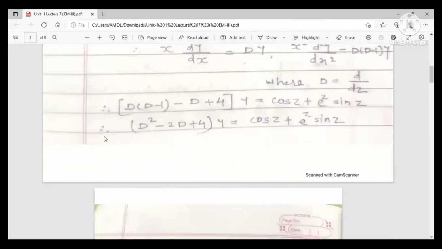which is nothing but LDE. It is in the form of LDE now: phi of D into y is equal to f of z. In the RHS, there is a function of z now. In place of x, there is a function of z. So it is nothing but LDE. And you know the solution for LDE now.